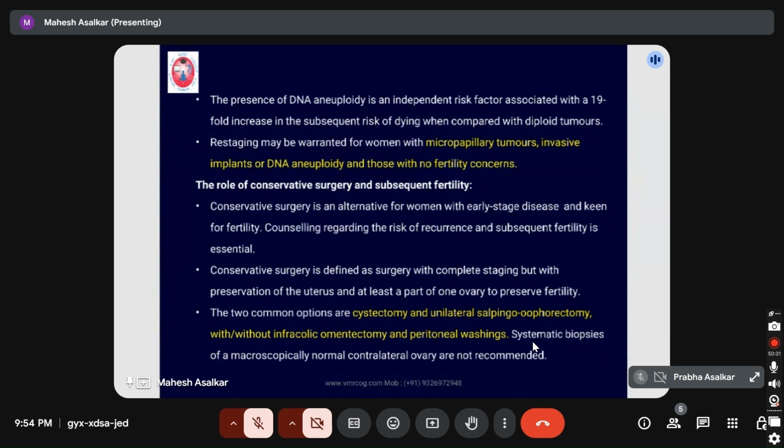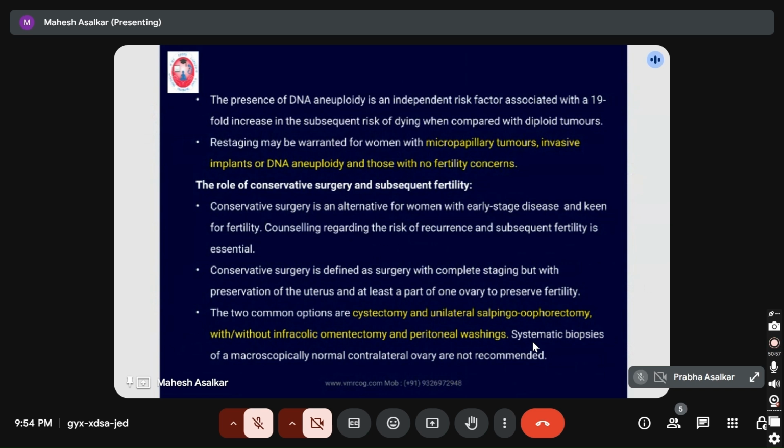So conservative surgery, you can think of in patients who are young and desiring fertility. Conservative surgery is defined as a surgery with complete staging but with preservation of the uterus and at least part of one ovary to preserve the fertility. So there is complete staging you have to do, but you have to preserve the uterus and at least part of one ovary.